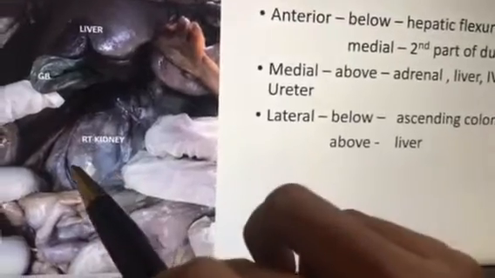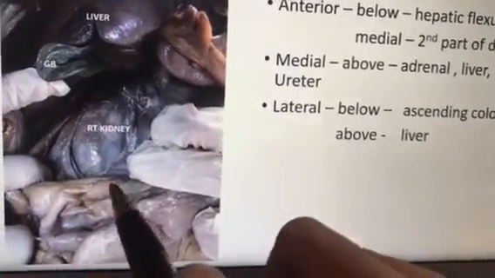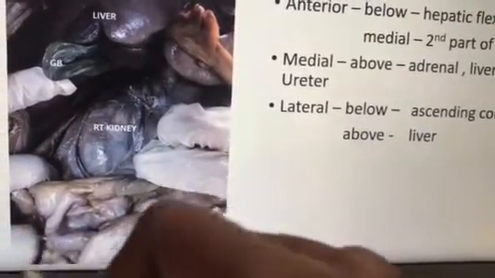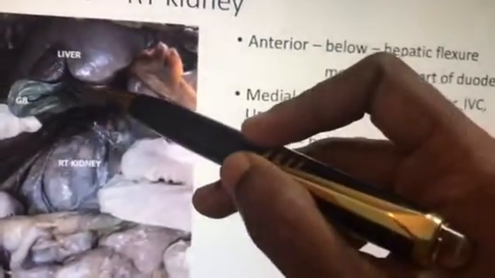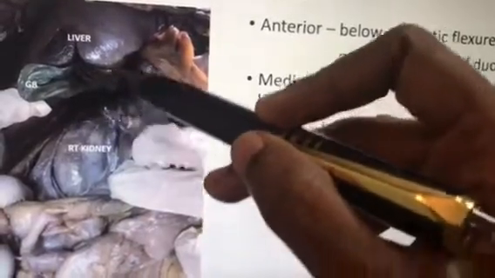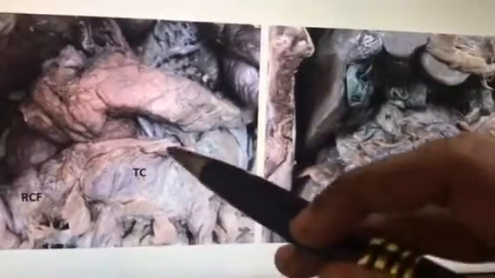So at least the student should know. Right side means hepatic flexure will be coming. Can you see this flexure? Hepatic flexure is coming, and then towards the lateral side you have the ascending colon, and on the medial aspect you have the liver, number one, and then you have the IVC, and you have the adrenal gland. 1, 2, 3 structures are there medially. And then next is left side.